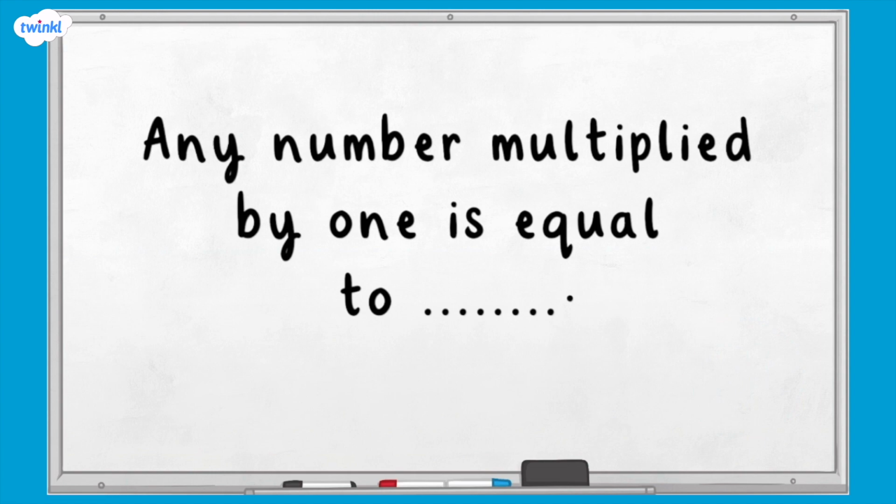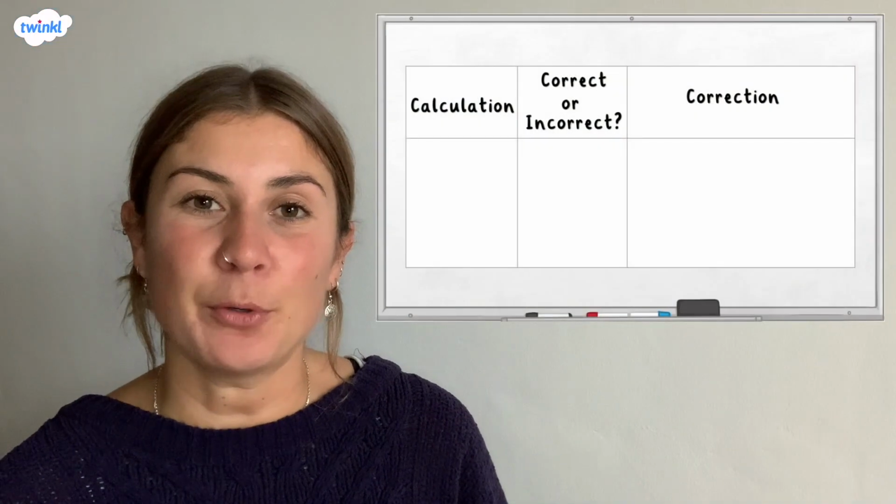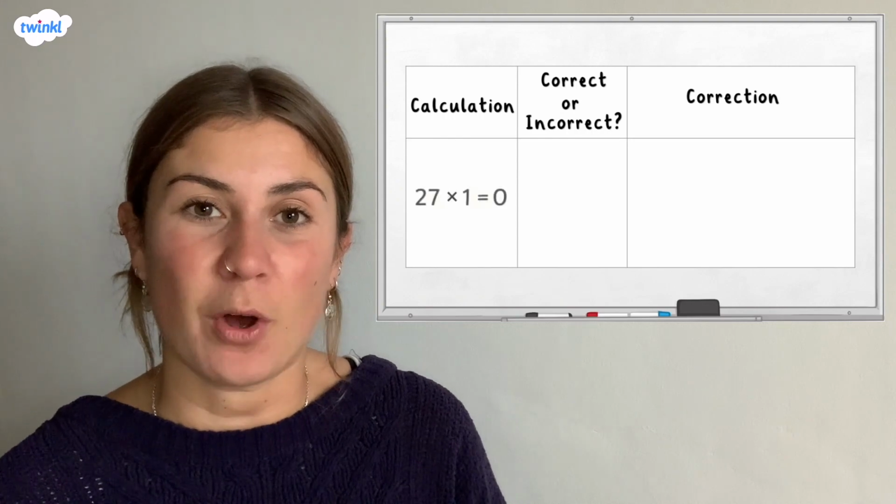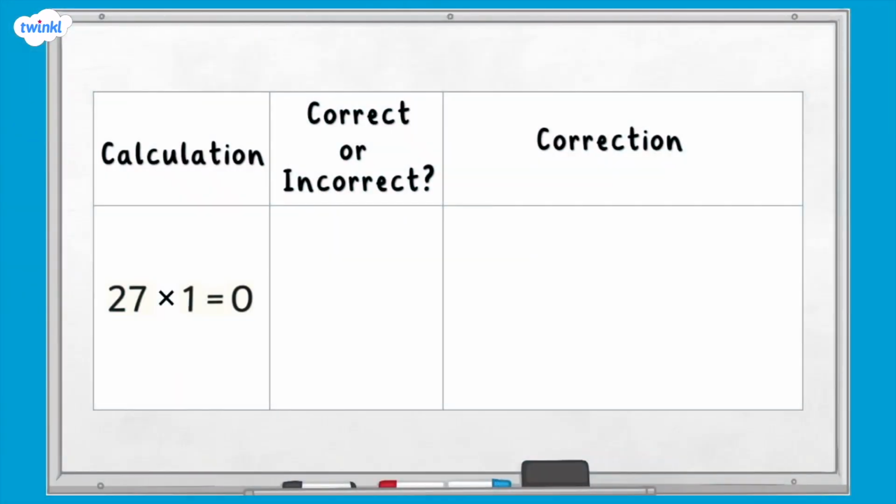Your stem sentence should say, any number multiplied by 1 is equal to itself. Here I have a table with a multiplication in it. The multiplication is 27 times 1 equals 0. In the second column, we need to write whether this calculation is correct or incorrect.